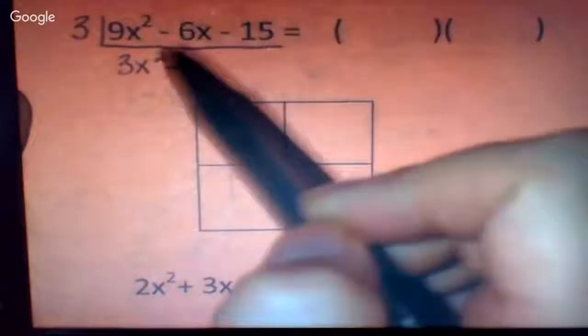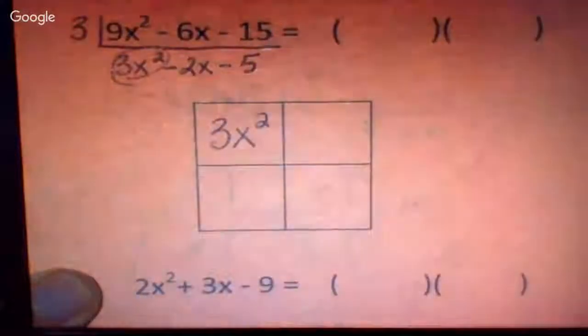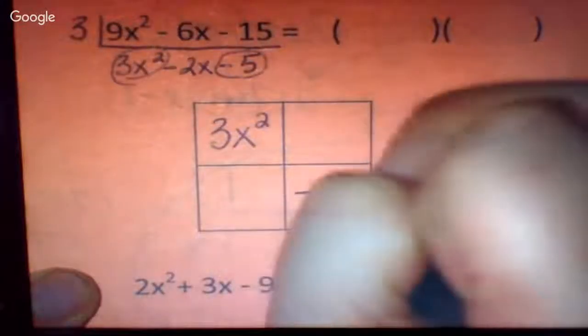Okay. What's 6 divided by 3? 2. Minus, what's 15 divided by 3? 5. Okay. So again, first term goes in the first box. So 3x squared. Last term goes in the last box. So -5.